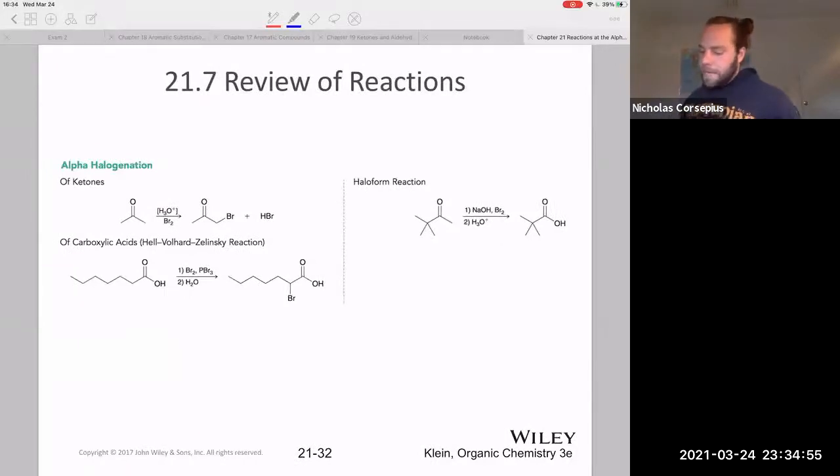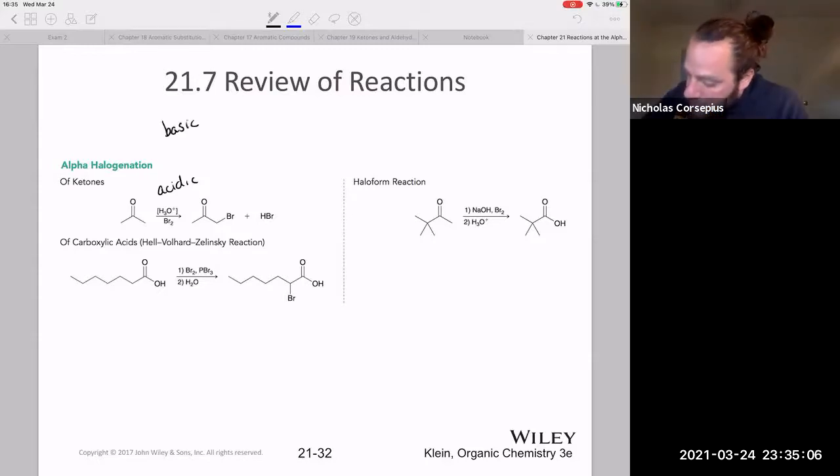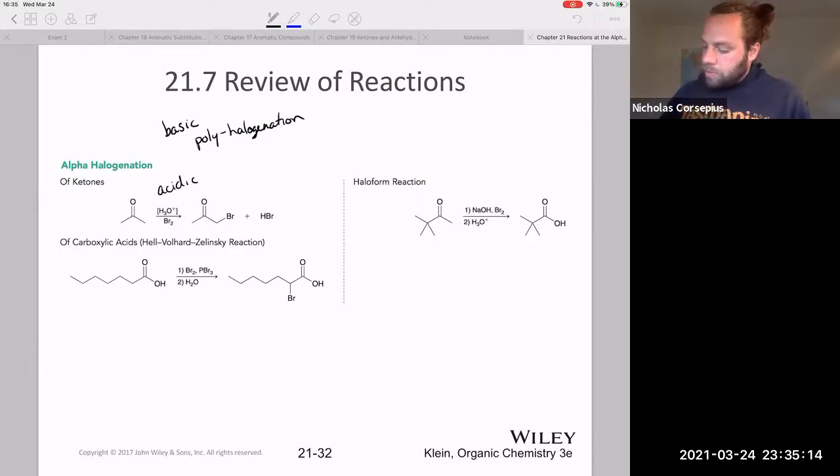Okay, so just a summary of the reactions. We learned, under acidic conditions, bromination of the alpha carbon. Remember, under basic conditions, we have the same thing, except we get polyhalogenation. And then we learned about these two special reactions, the HVZ and the haloform reactions. And as is going to be the case for, I think, almost everything in this chapter, we should know mechanisms for all three of these. Okay, mechanisms are going to be another very important part of this chapter.